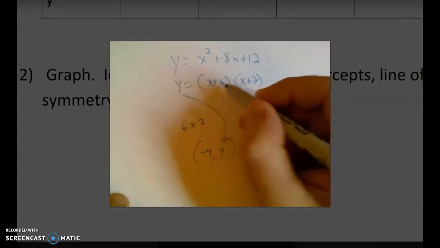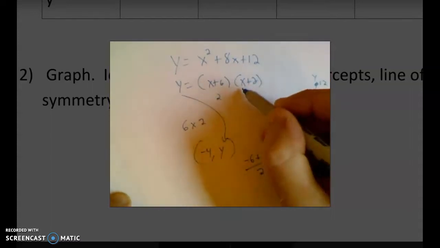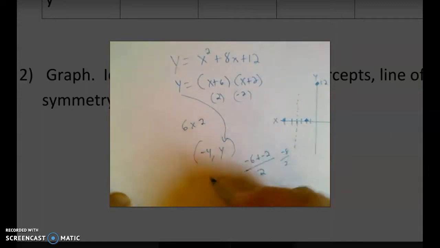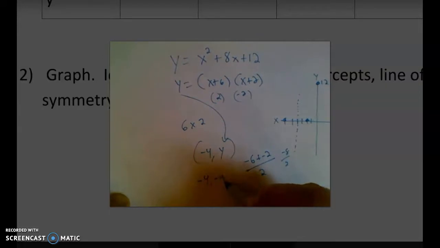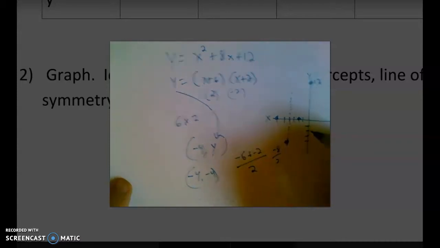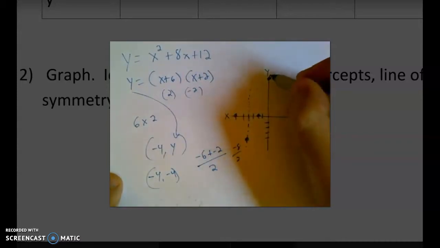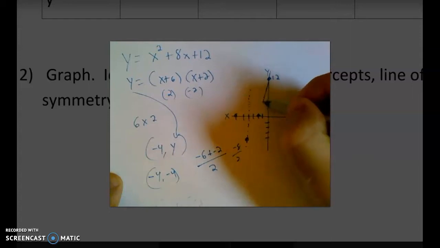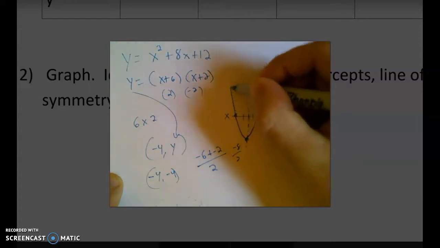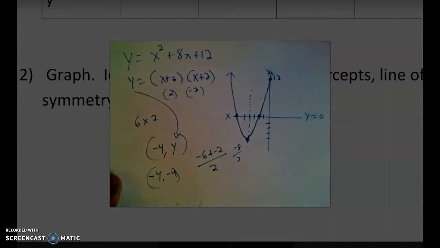So -4 plus 6 is 2. -4 plus 2 is -2. You multiply them together, and you get -4. So -4 comma -4 ends up being the vertex. So now I can actually get my parabola drawn because I know how far down it goes, and it's nice and symmetric. So this is basically what your graph is.